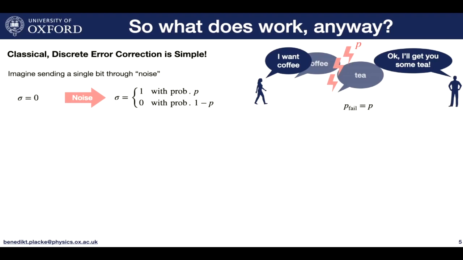And then there's some noise, and actually Bob misunderstands her and hears tea, and she's getting a tea. And this happens with probability P. We can formalize this by saying, okay, you're sending a 0, and with probability P it flips. And with probability 1 minus P, it doesn't. So this is the formal version of that.